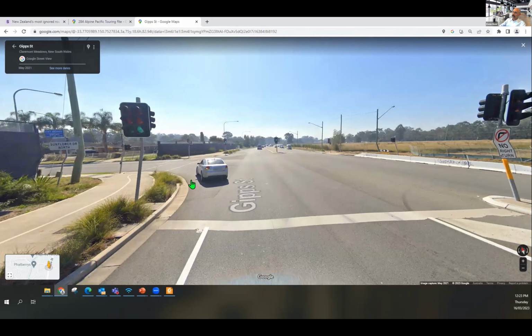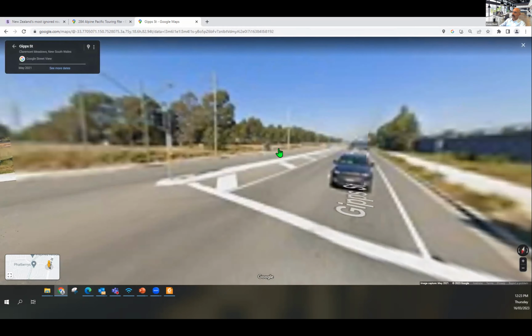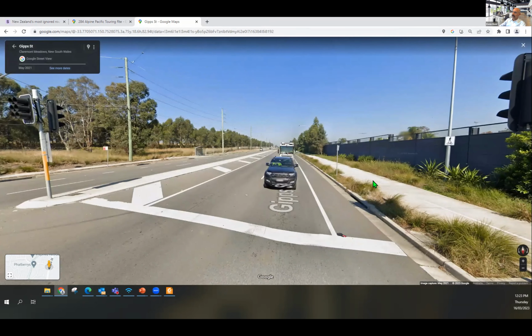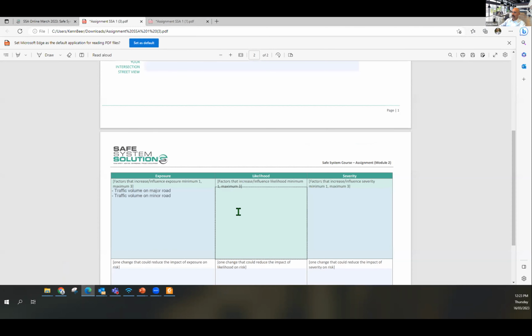I'm going to go with something. Sorry, I'm just jumping back here. Yeah, we've got a straight alignment. We don't really have any signal mast arms and things like that. So I think people might run that red light. So I'm going to go with straight alignment. Straight alignment is one. It could be anything.